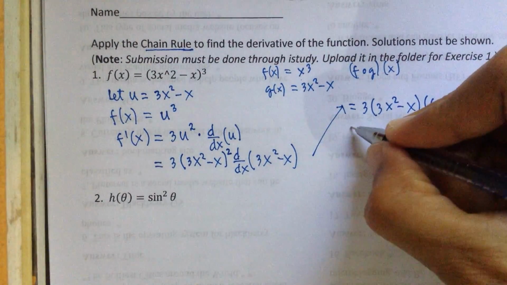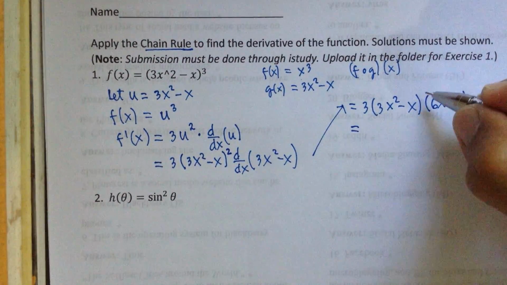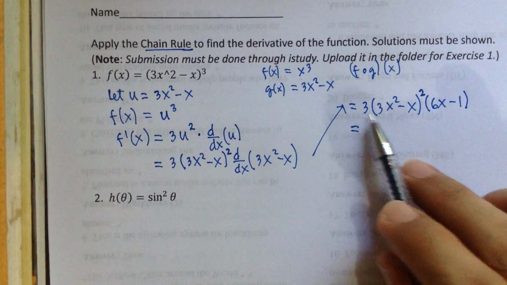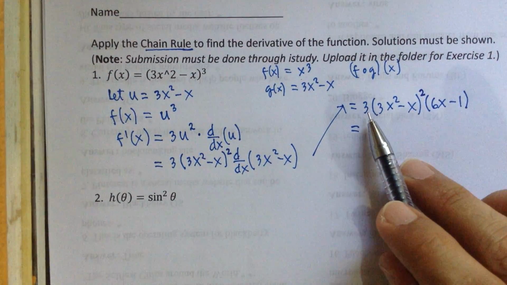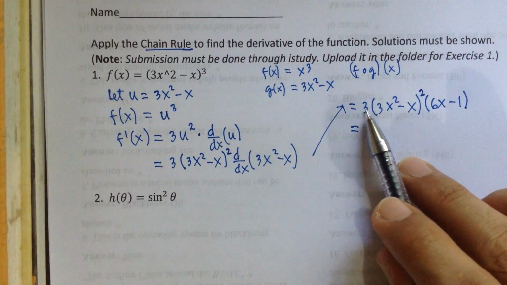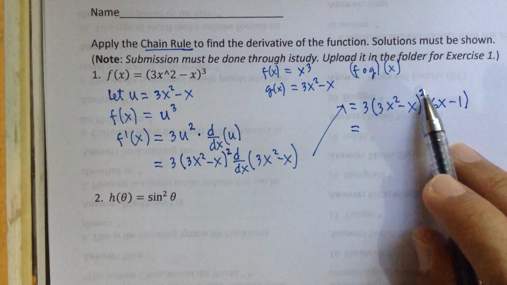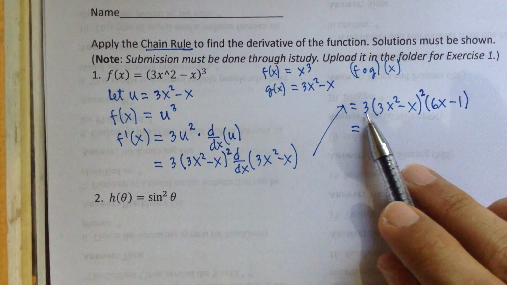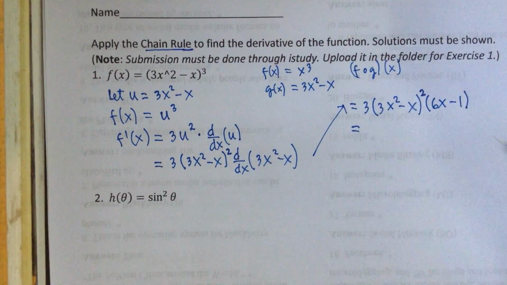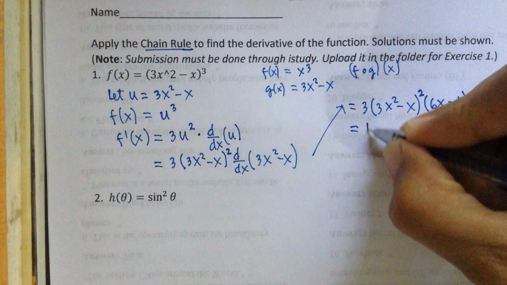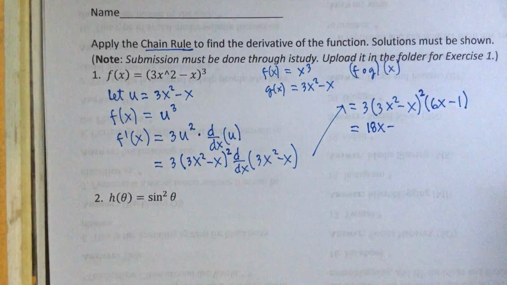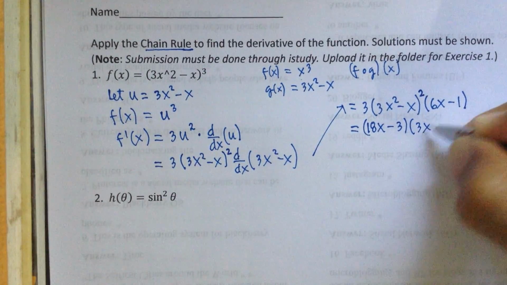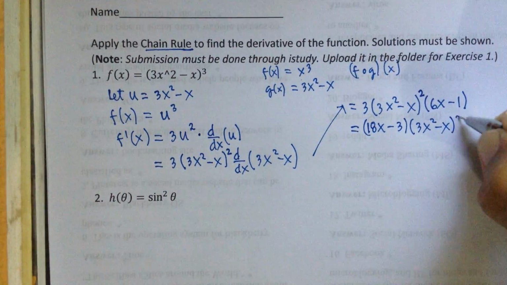Then you can simplify. There is a square here. You can simplify by multiplying this 3 with 6x minus 1. Don't commit a mistake of multiplying that with this, because there's an exponent outside. Unless this is simplified first, you cannot multiply this 3. So you can only multiply 3 with 6x minus 1, which is 18x minus 3, then times 3x squared minus x, squared.